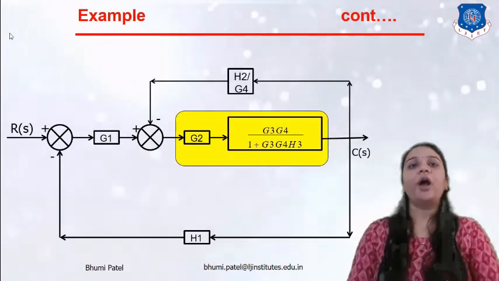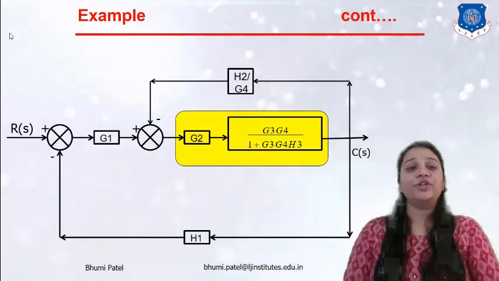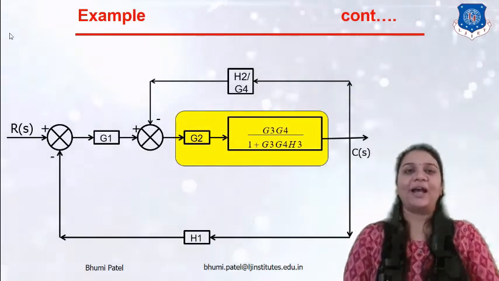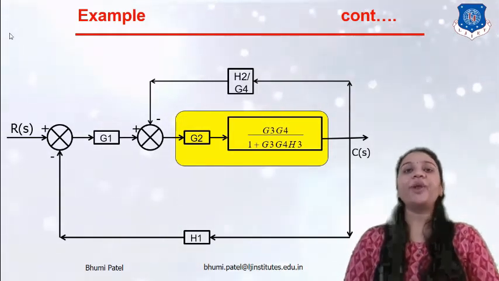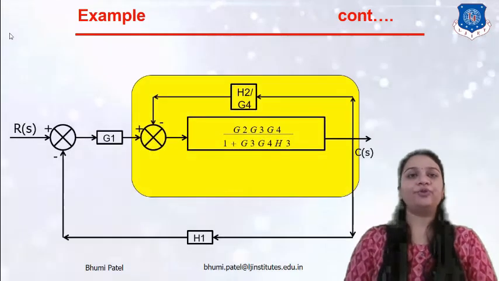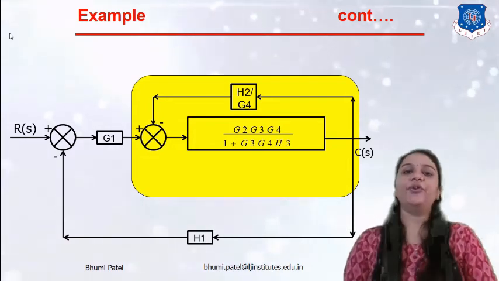G3 G4 upon 1 plus G3 G4 H3. Now G2 is directly connected with this block. So we can simply apply rule number 1, block in series connection, and the answer is like that: G2 G3 G4 upon 1 plus G3 G4 H3.